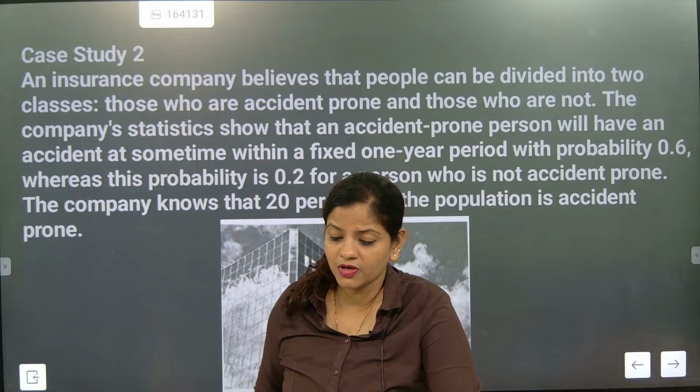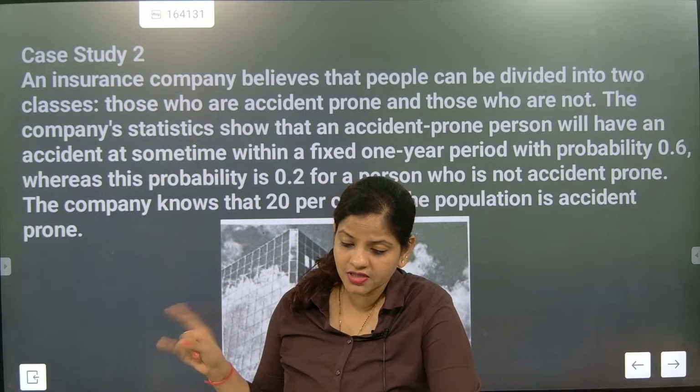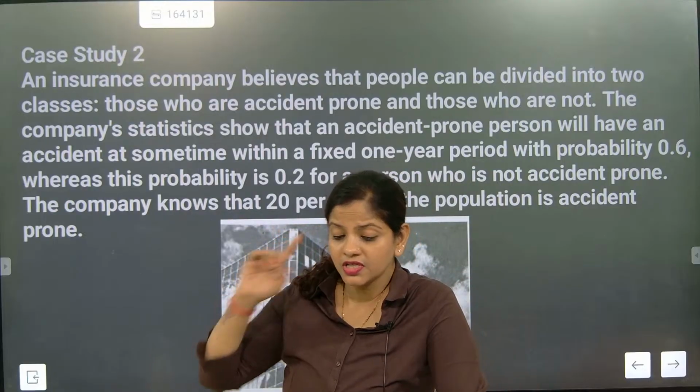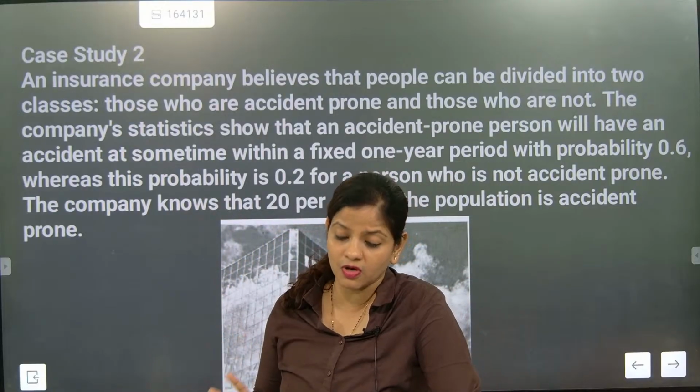yes Bhuvnesh, Madesh, for you only I started case study, the first case study is already over boss. Again after the case study and assertion reason I will explain the probability case study part, 7 case studies do. Just try to see what all techniques they are using for solving the case study.